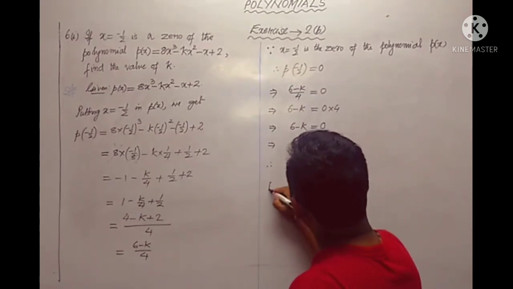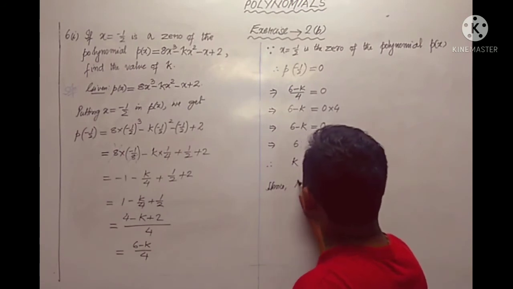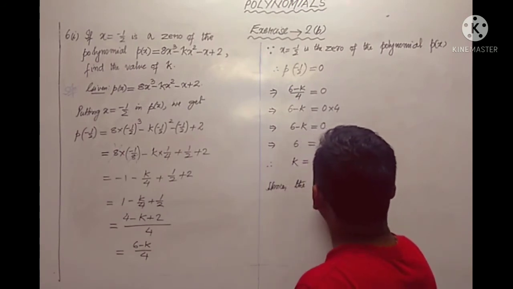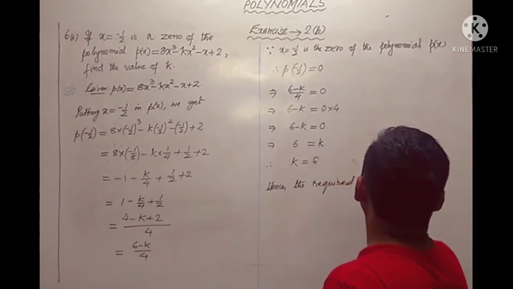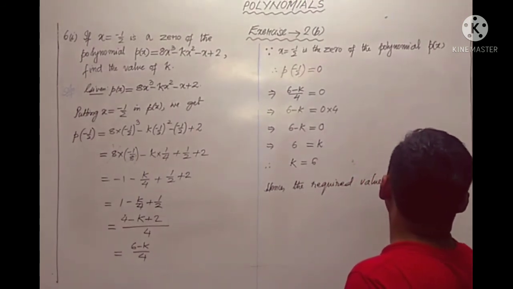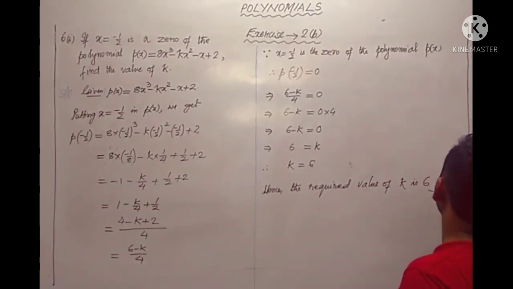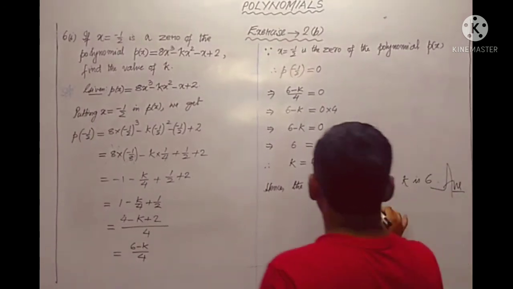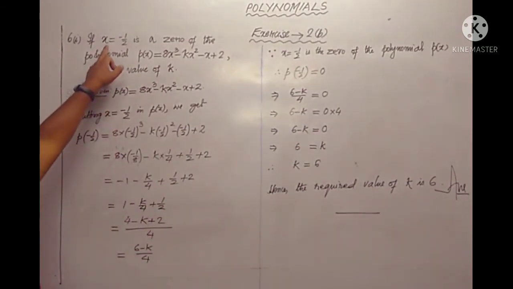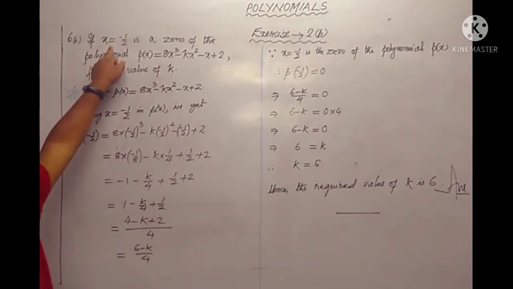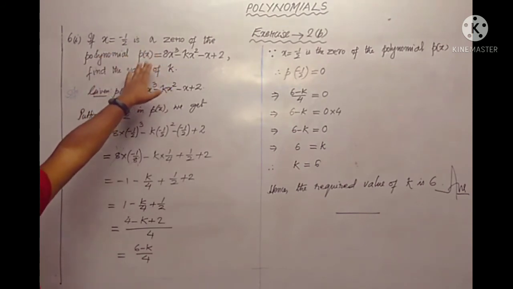Then you can write down, hence, the required value of k is 6. Answer. That's that. Now, again, if x equals to minus 1 by 2 is the 0 of this polynomial p(x), find the value of k.